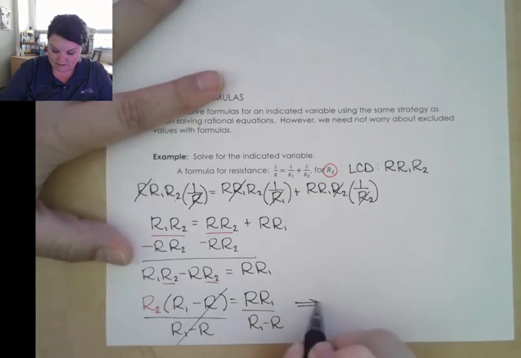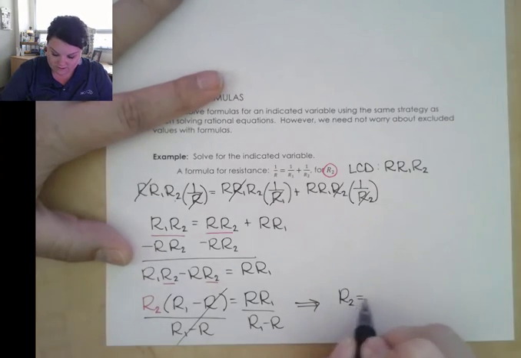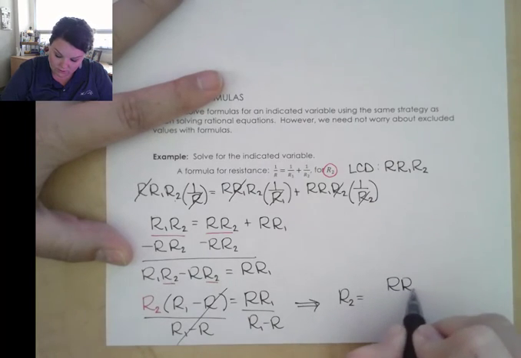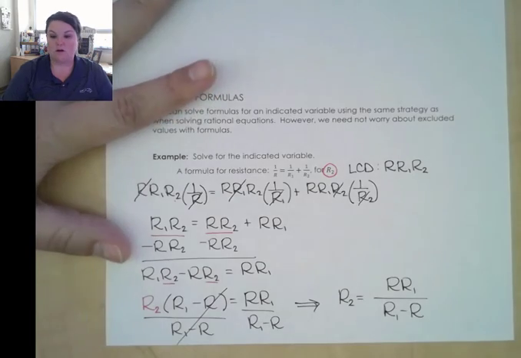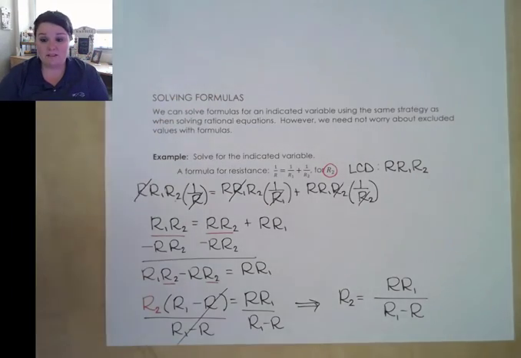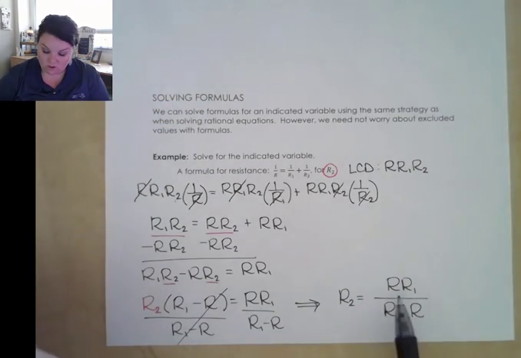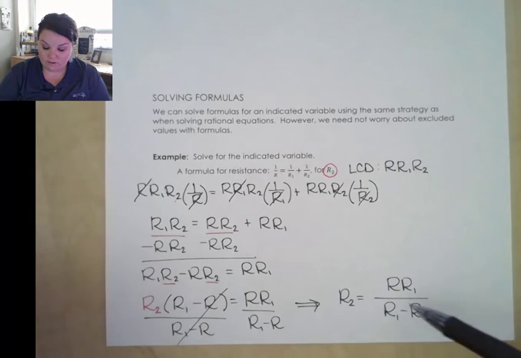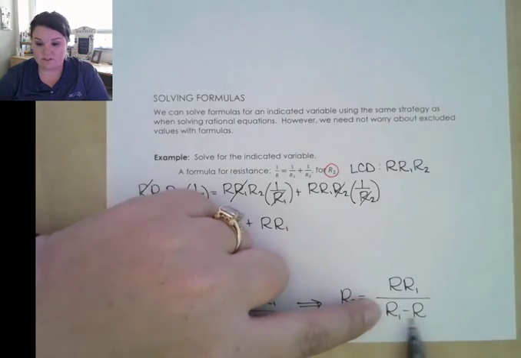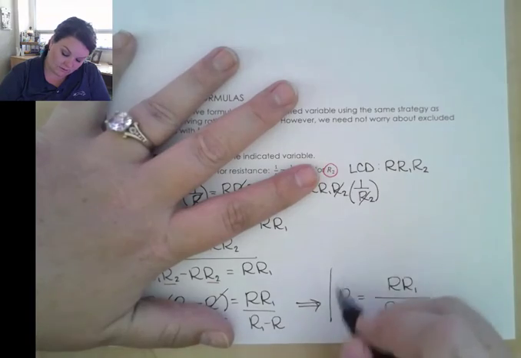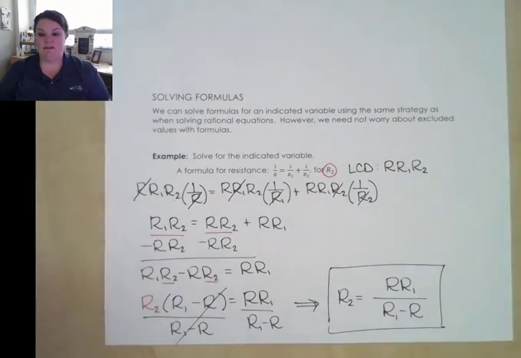So this means that r2 is equal to r1 over r1 minus r. And we cannot reduce here because r and r1 are stuck together like glue, right? I can only reduce if I have a multiplication on the bottom, which I don't. These are stuck like glue with the subtraction sign. So since I can't reduce, I just leave it like this.